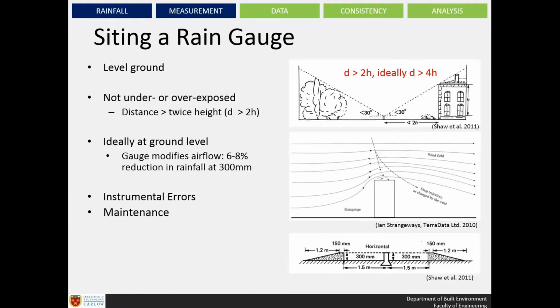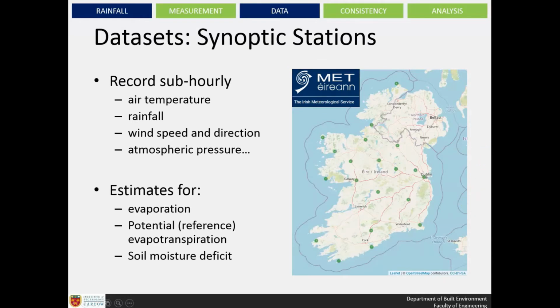Also, operating rain gauges is quite labor intensive. You have to check for leaks, overflows, blockages, and prevent vandalism. So it's quite labor intensive. That's why, more often than not, we would depend on rainfall data collected by Met Éireann.